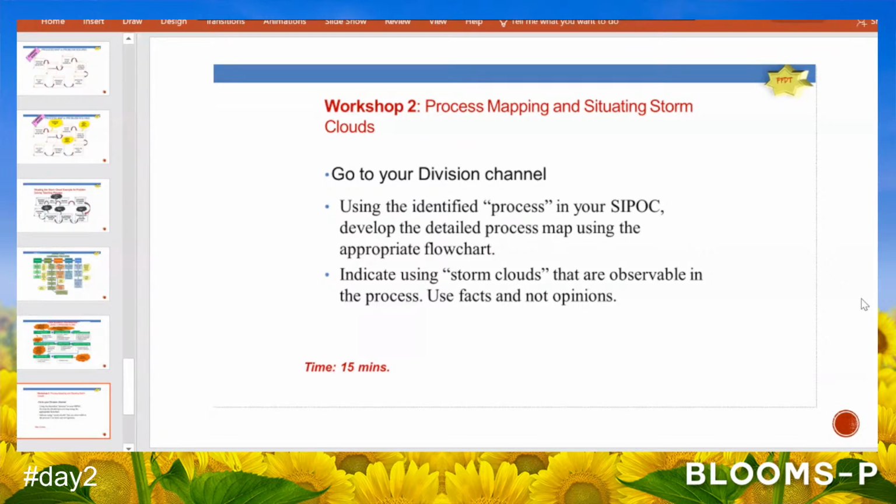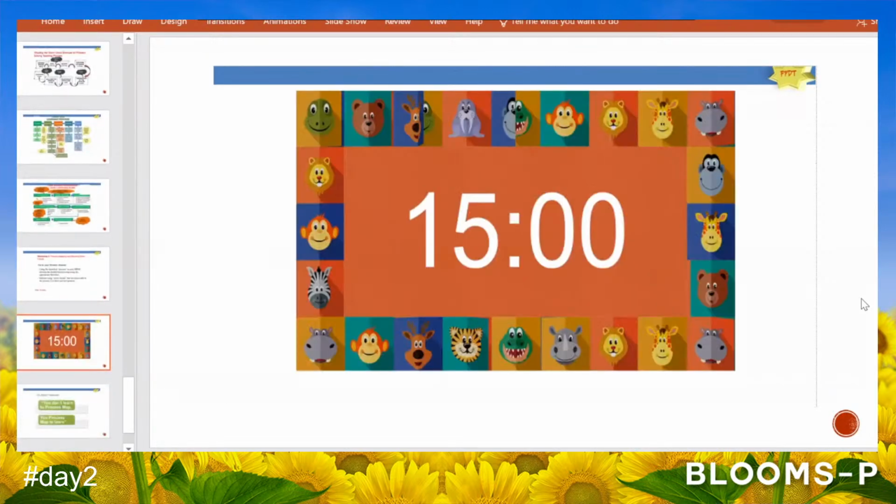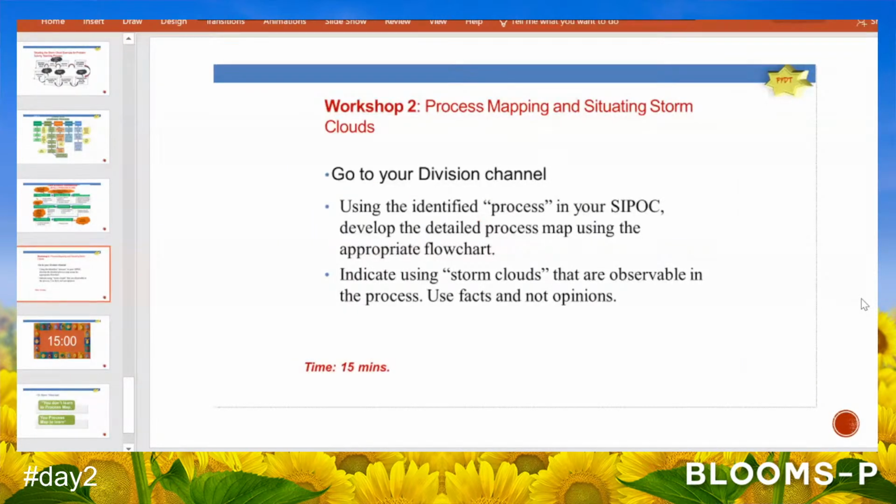I'll repeat again. Use the identified process in your SIPOC earlier. You have to develop the detailed process map using the appropriate flow chart. Indicate using the storm clouds that are observable in the process. Use facts and not opinions. We will be giving you at least 10 minutes to do this. It was 15 minutes, but I'll just give you 10 minutes because I would just like to call another two districts to share with us on this particular workshop. All right? Okay. Timer starts now.